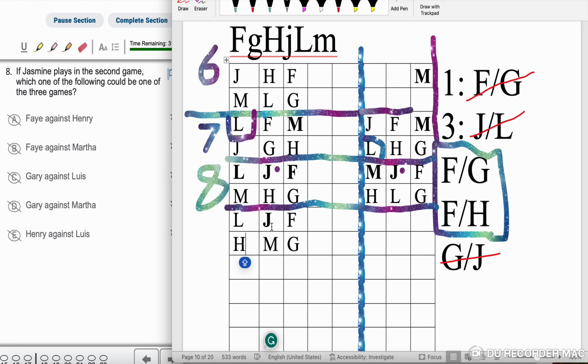Right now, I created another third world, so I got 1, 2, 3 for question 8. I got J in the second position. F against G, J against M, and L against H, and all of these meet the condition. So let's go ahead and use this one.